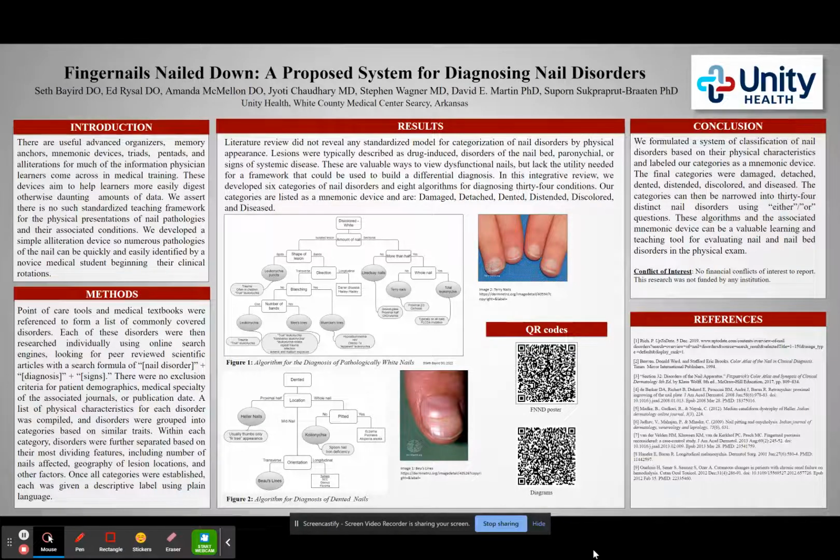My name is Seth Baird. I am a PGY1 internal medicine resident at Unity Health in Searcy, Arkansas. I'm presenting Fingernails Nailed Down, a proposed system for diagnosing nail disorders.